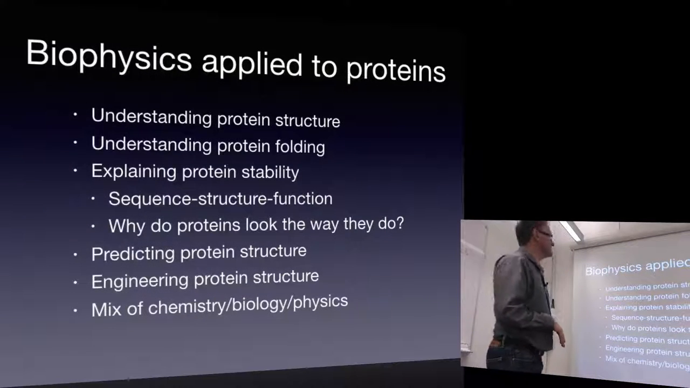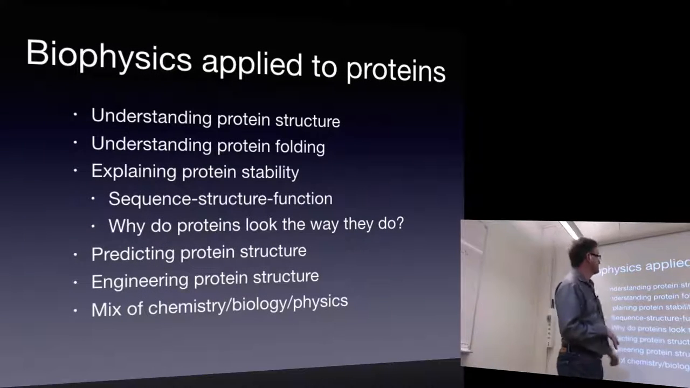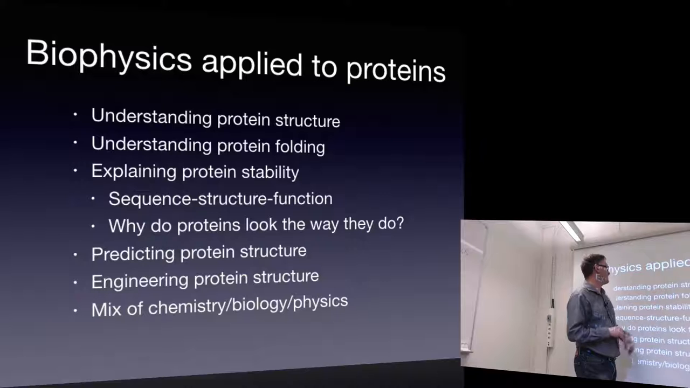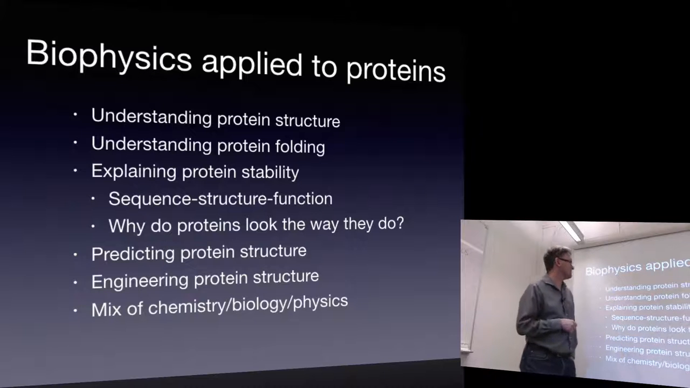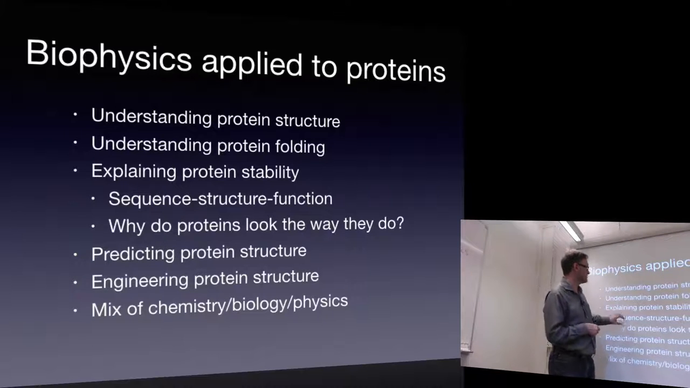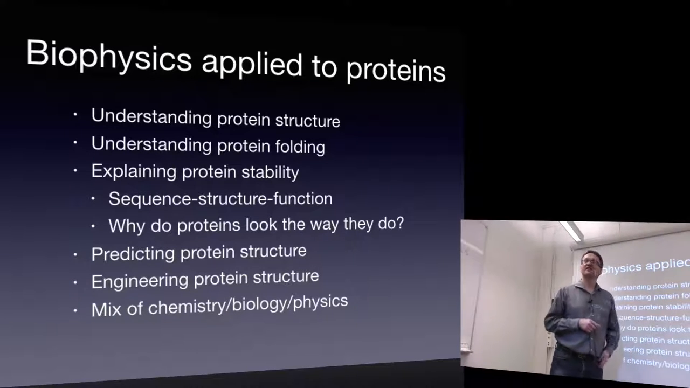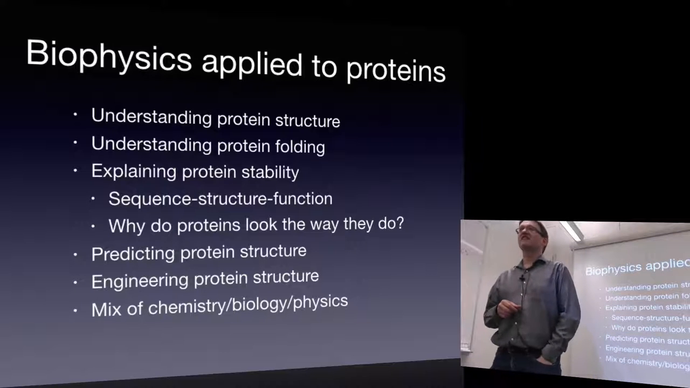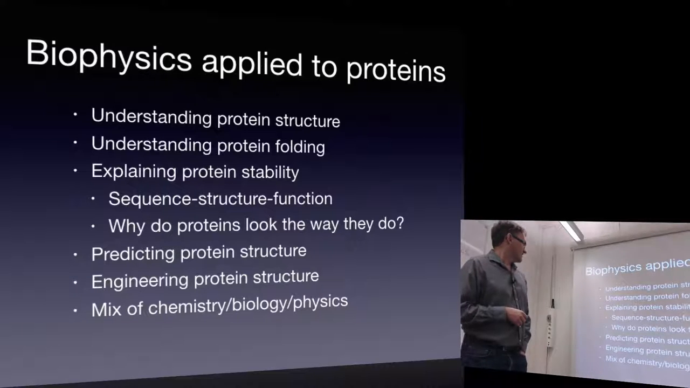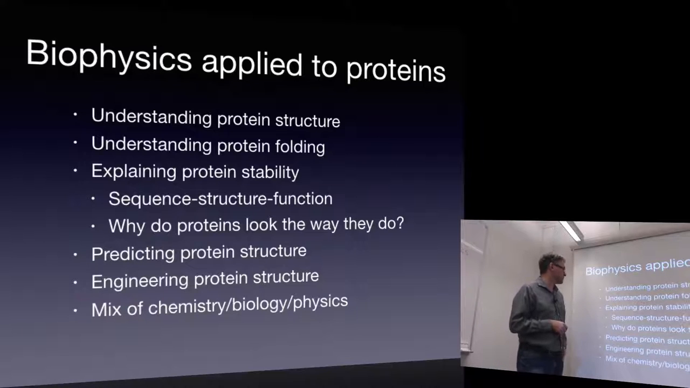When it comes to proteins, this is pretty much going to be about three things: protein structure, protein folding, or understanding why proteins have the structure they have, understanding their stability, and in particular, understanding the relation. How do we get from sequence to structure to function? This is a really famous triad in protein science. We're going to be talking a little bit about predicting protein structure, but not so much from the bioinformatics point of view.